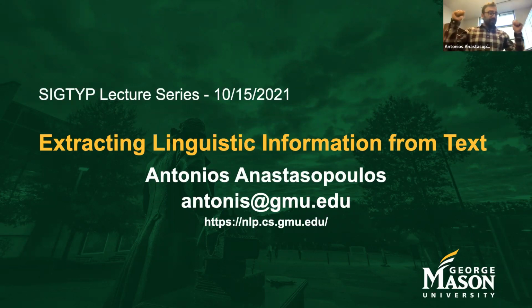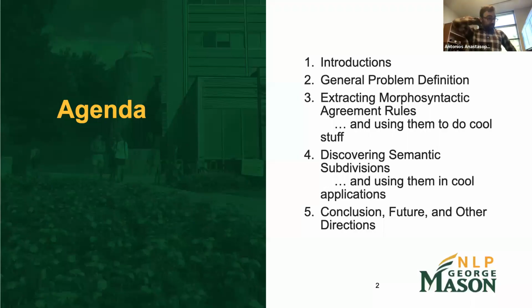So yeah, I'm Adonis. I'm here to talk to you about extracting linguistic information from text. And the agenda for today, other than introduction and the problem definition, we're going to talk a little bit about extracting morphosyntactic agreement rules and then doing cool stuff with them. Then we're going to talk about discovering semantic subdivisions and then using them in cool applications, or at least what I think are cool applications. And then we're going to talk very briefly about potential future work.